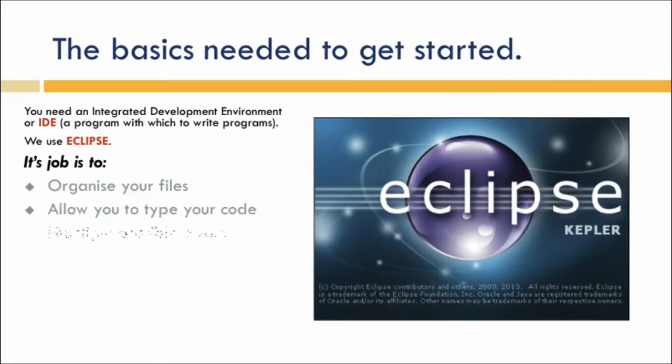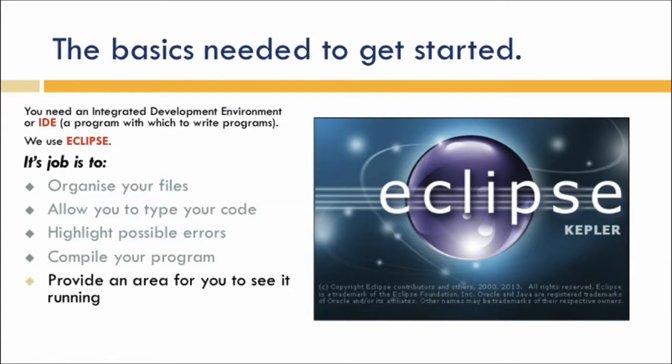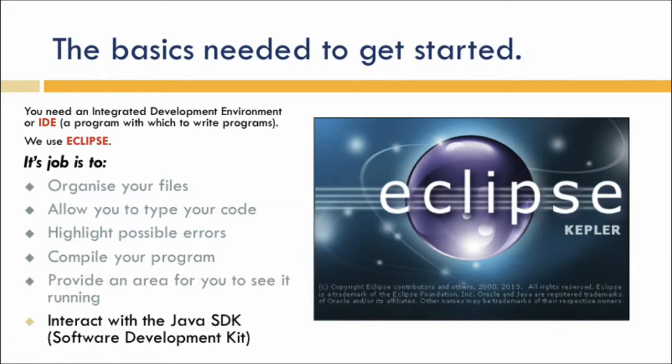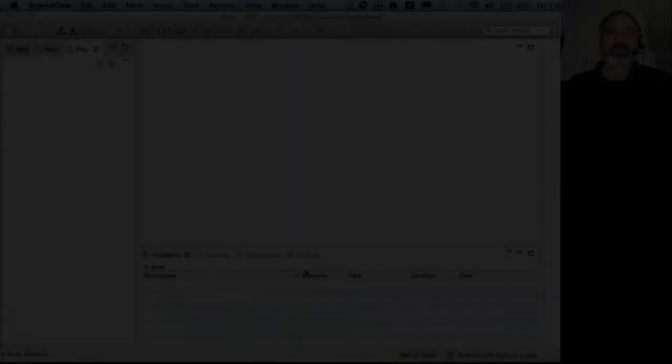It needs to be somewhere that allows you to type your code and perhaps highlight those errors. It should compile your program, provide an area for you to see it running, and its job is to interact with the Java Software Development Kit, because Java really consists of thousands of programs that interact with each other. Some of them are standardized that you'll learn in the course, and of course some you'll write yourself. And that's all we need to get started. So let's have a look at Eclipse in action.